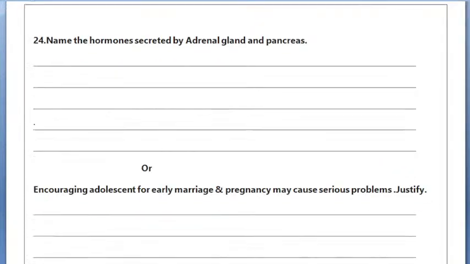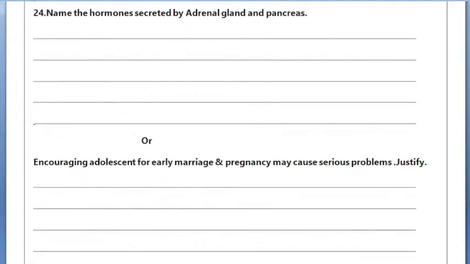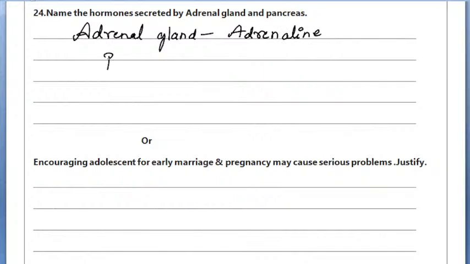Next question, name the hormones secreted by the adrenal gland and also the pancreas. The adrenal gland secretes a hormone called adrenaline. Pancreas, you must write the full sentence. Pancreas secretes a hormone called insulin. In last paper, I have told you what is the purpose of adrenaline and insulin.